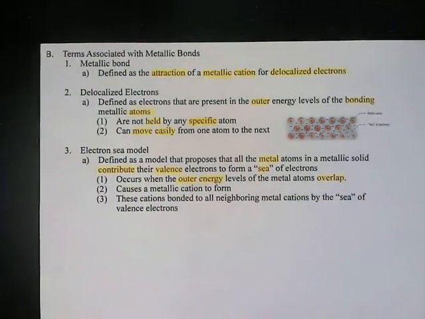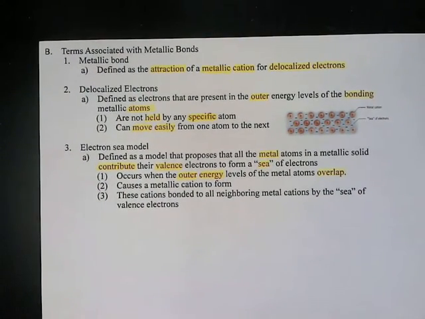Shall we shift into what an actual metallic bond is? It's defined as the attraction of a metallic cation, a positive ion, with delocalized electrons. All right, so delocalized electrons should be a new term, and we describe that next. For a metal, these are electrons in the outer energy level, like a valence electron, that participate in bonding of metallic atoms.